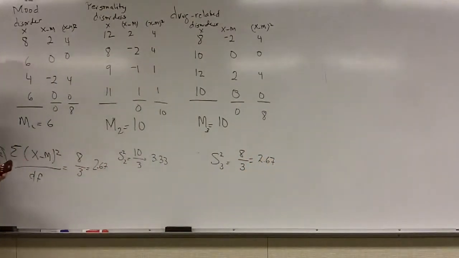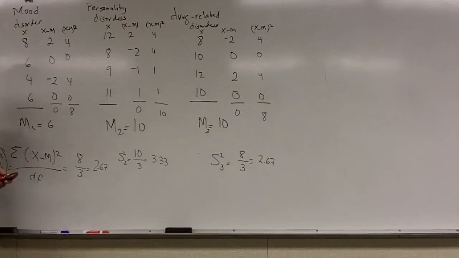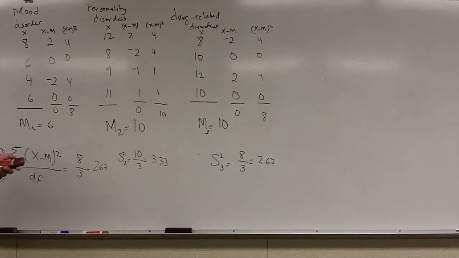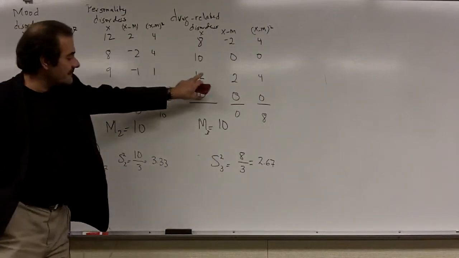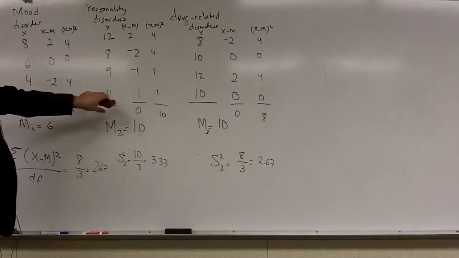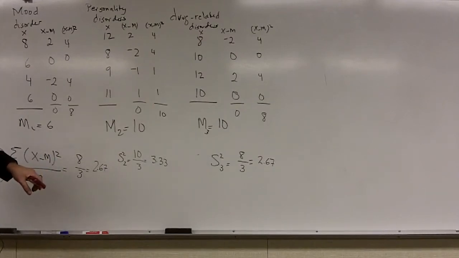So look at these. That's 1.11, not 3.33. Sorry? Oh, wait, no, 3.33. Yeah, sorry about that. So you can see the variance of this group is the same as the variance of this, but this is a bigger variance.